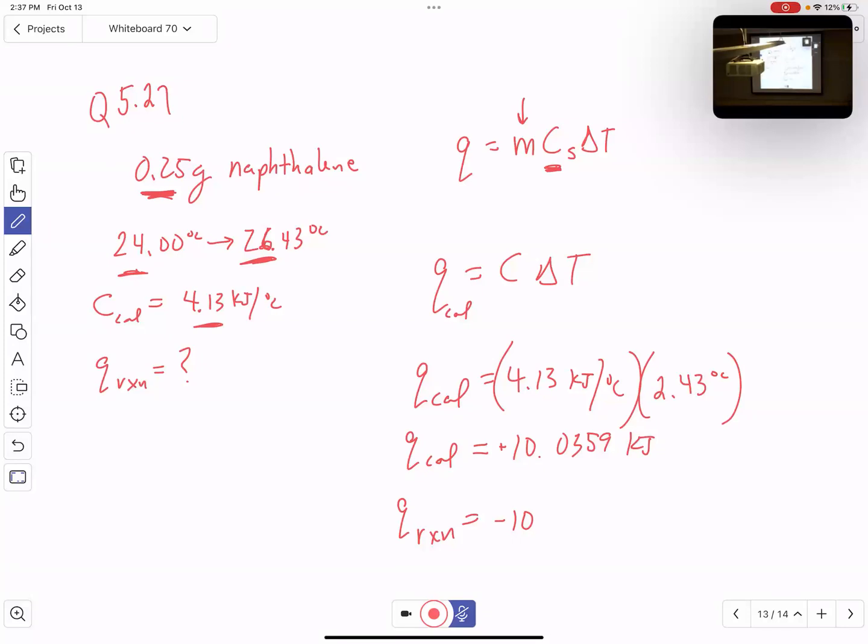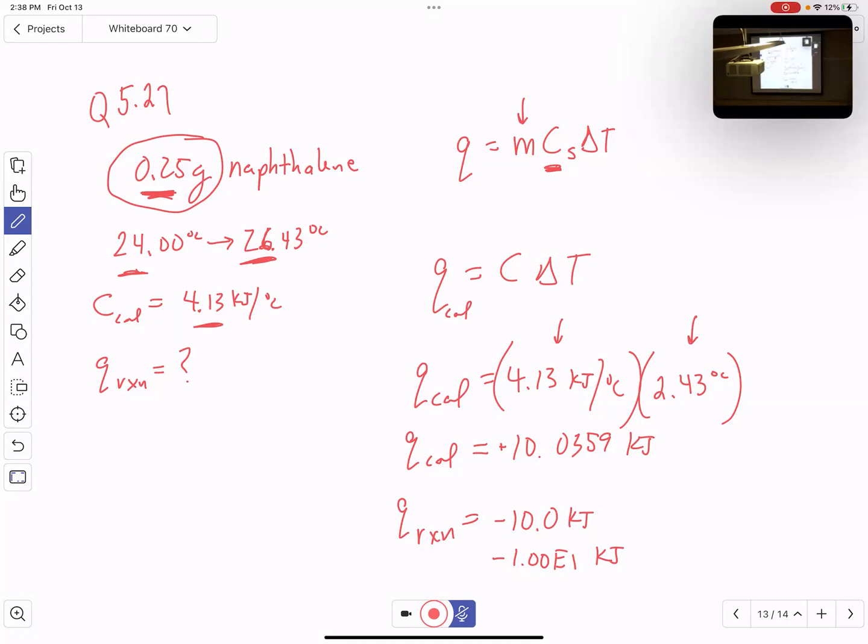So let's see significant figures. Our delta T has 3 significant figures. So I would go to 3 significant figures and say negative 10.0 kilojoules, or negative 1.00 e to the 1 kilojoules, for question 27. You might think 2 significant figures from the grams of naphthalene, but we didn't use that in our calculation. So it doesn't matter that there were 2 sig figs in that number, because it didn't show up in our calculation anywhere. Yeah, Sophie?